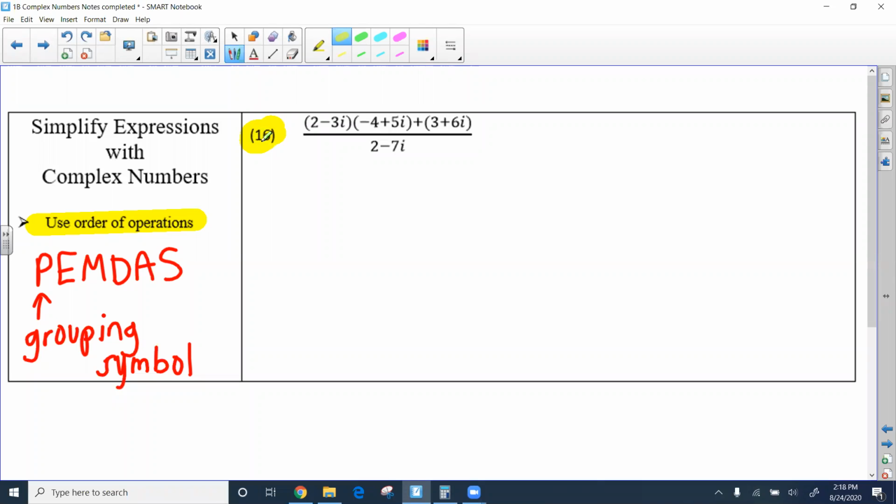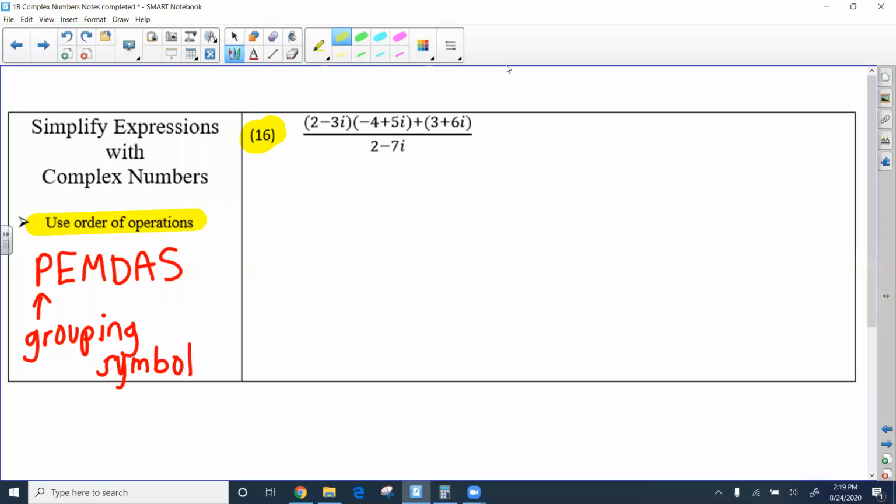Okay. It says number 16 again. My numbers must be off somewhere, but just write down that example. So we have 2 minus 3i times -4 plus 5i plus 3 plus 6i. That's all in the numerator over 2 minus 7i in the denominator. All right, so write that example down.